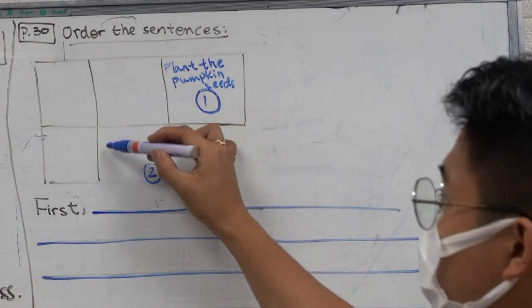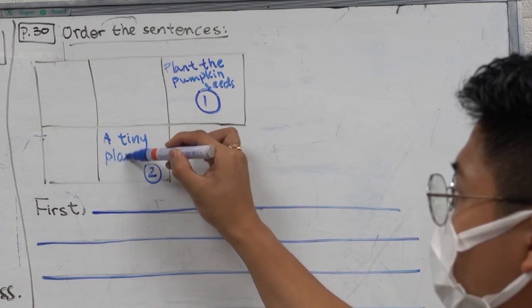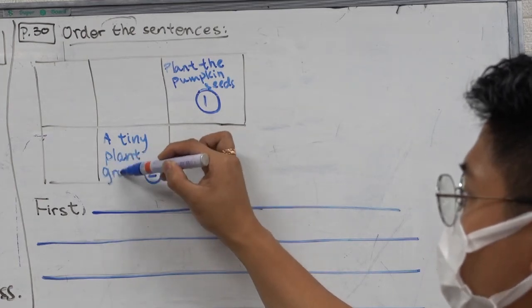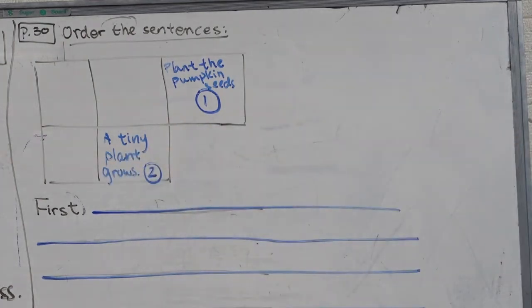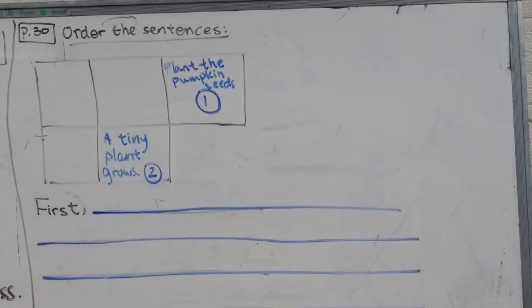So this is number two, the last picture, okay? So, a tiny plant grows, right? A tiny plant grows. This is the second picture, or the second action, I should say. The last picture is the second action. A tiny plant grows. Now you can see such a cute little plant, right? So cute, so cute. Only 2 leaves.